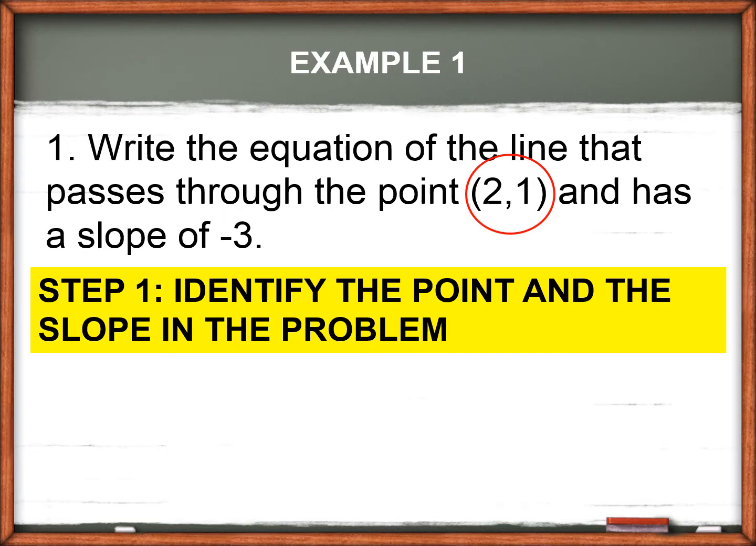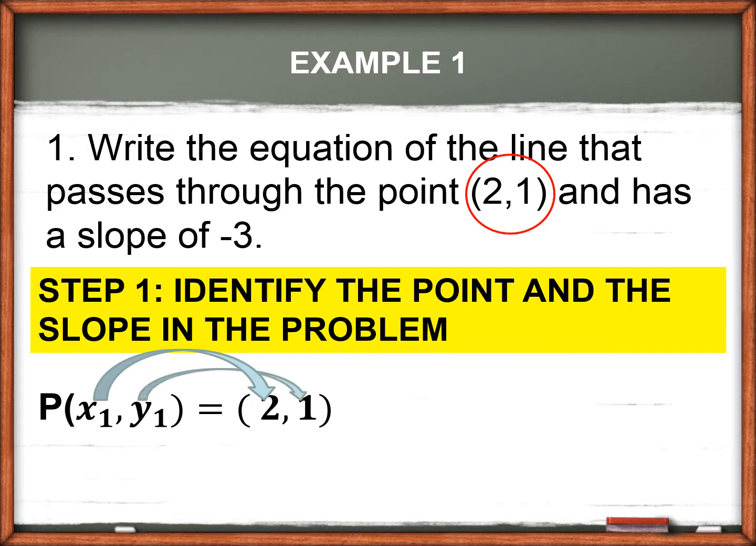Our given point here is 2, 1. This will represent our x sub 1, y sub 1. Again, our x sub 1 here is 2. Our y sub 1 in this given is 1. The given slope in example 1 is -3. This will be denoted by the symbol m. So m is equal to -3.